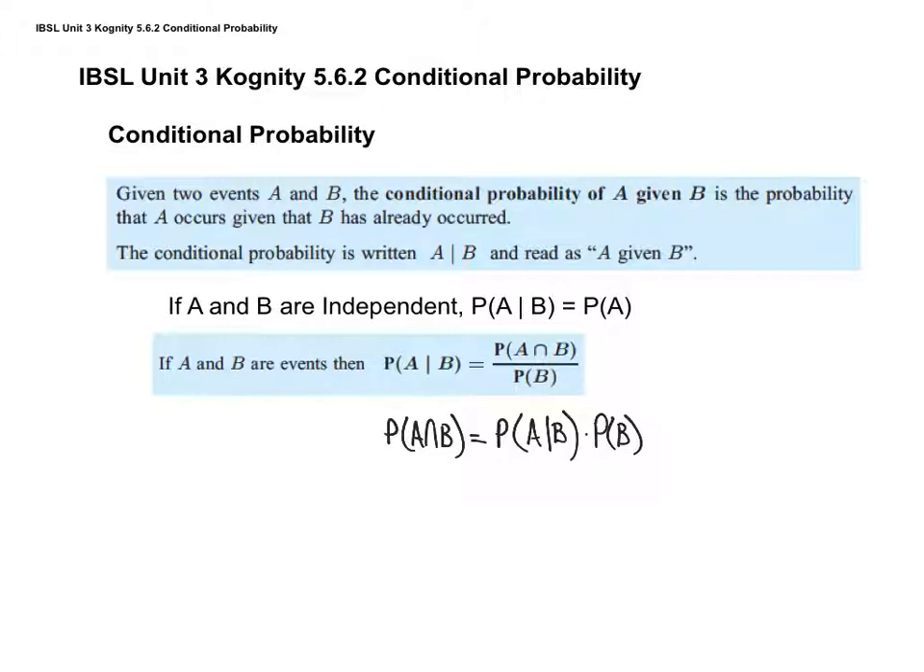If they are independent, then it says the probability of A and B is the probability of A times the probability of B. Okay? So you'll notice here, if A and B are independent, the probability of A given B is simply the probability of A. In other words, B happening has no impact on the outcome of A.